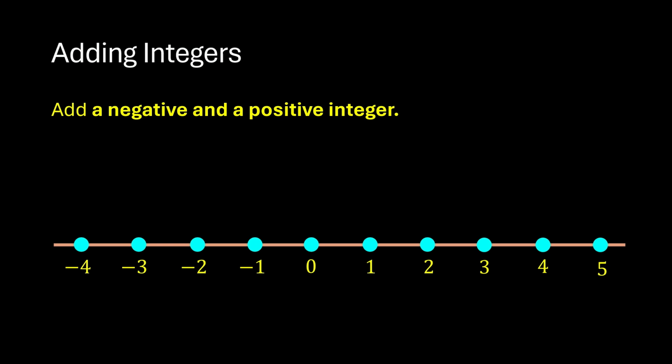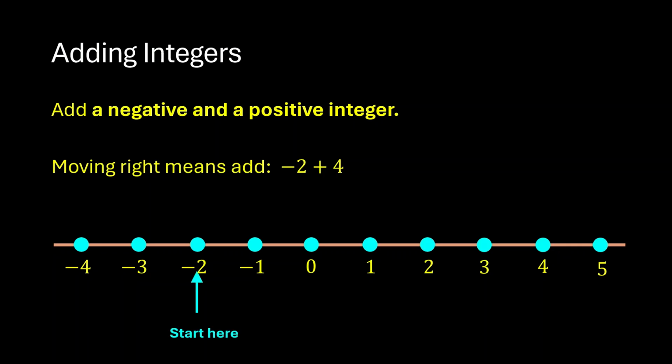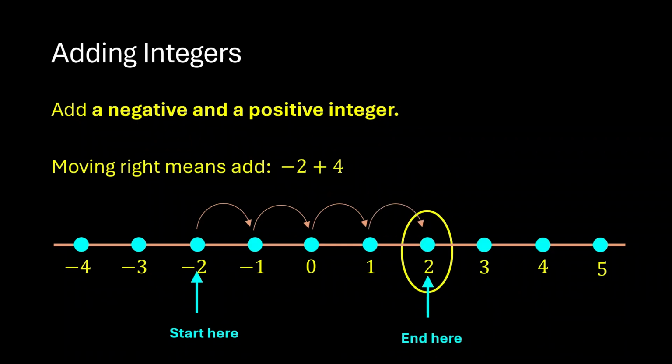How do we add a negative and a positive integer? So remember that moving right means add. So if we would like to add -2 and 4, we start at -2, as shown here, and then add 4. So we add 1, 2, 3, 4, and we end at the number 2. Therefore, minus 2 plus 4 equals 2.